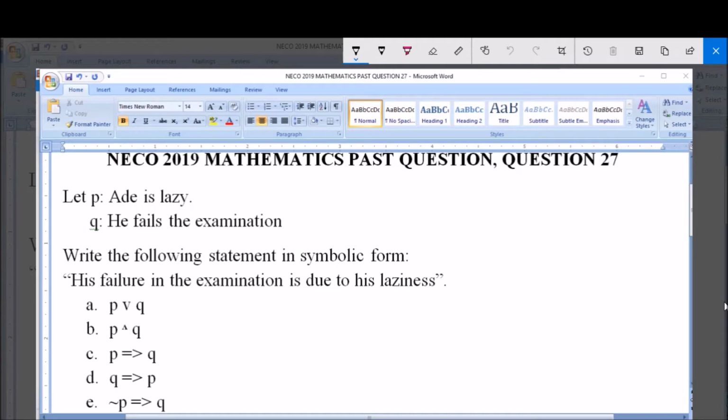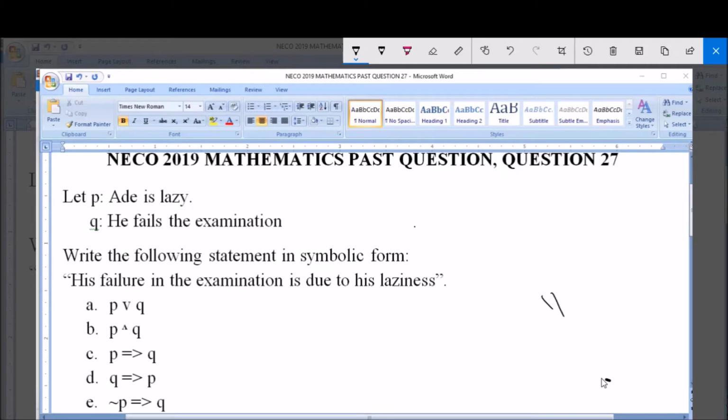Now this is a logical word statement. P, Ade is lazy, and logical statement Q, he fails the examination. We are asked to represent these two statements in symbolic form, having the statement derived from these two statements, and this is, his failure in the examination is due to his laziness. Now this is the word statement, the backbone of this statement, and we have to represent it in symbolic form.